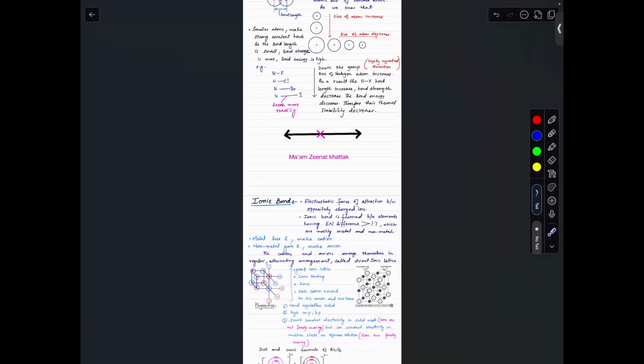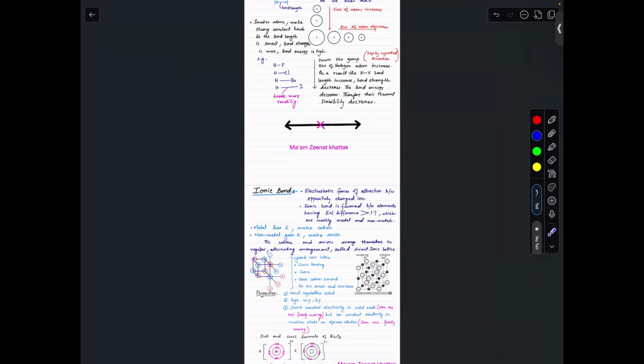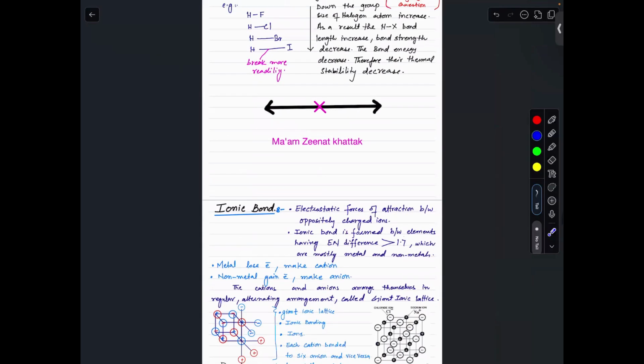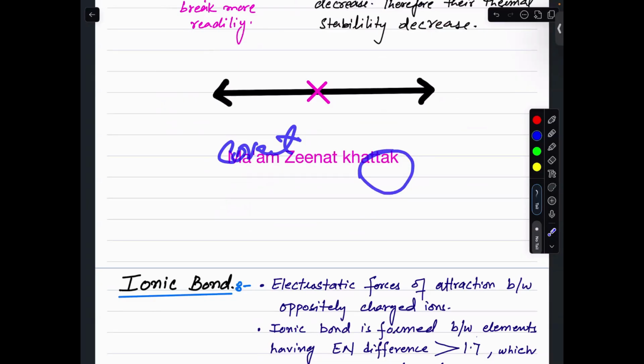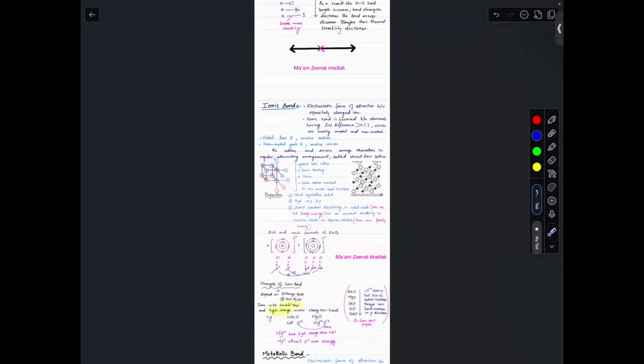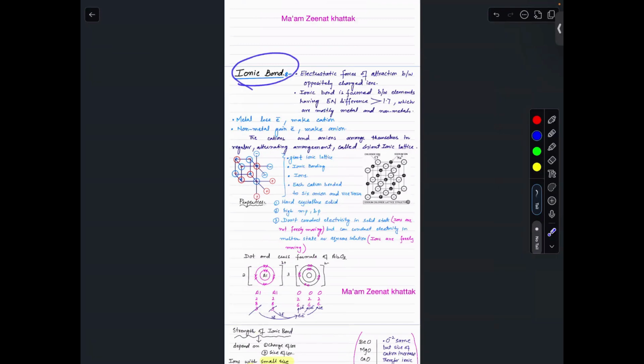Next topic, ionic bond. In covalent bonding, the strength depends on the size of the atom, that is, which atoms are overlapping. If there are smaller atoms, they will make stronger bonds. Now your next topic is ionic bonding. What is an ionic bond?